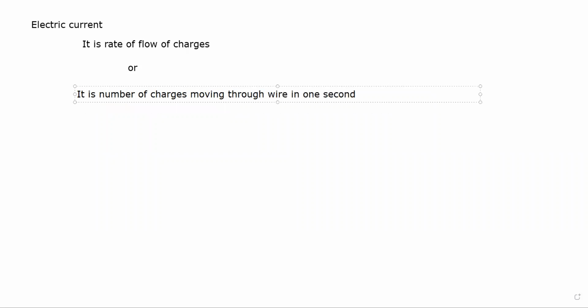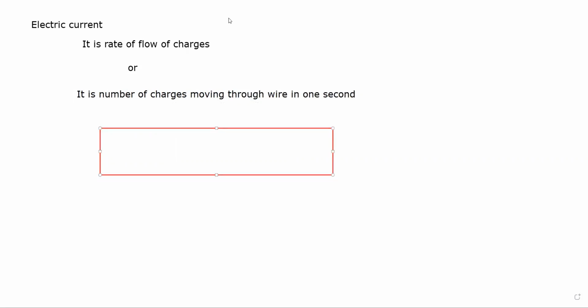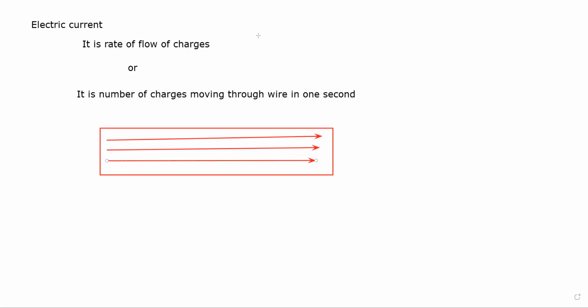So example, say this is a wire and three charges are moving from one end of the wire to another in 1 second. So what is the current here? If three charges, or 3 coulombs, move in 1 second, current is basically how many charges are moving in 1 second. So 3 charges in 1 second. The current will be 3 ampere. The SI unit of the current is ampere.